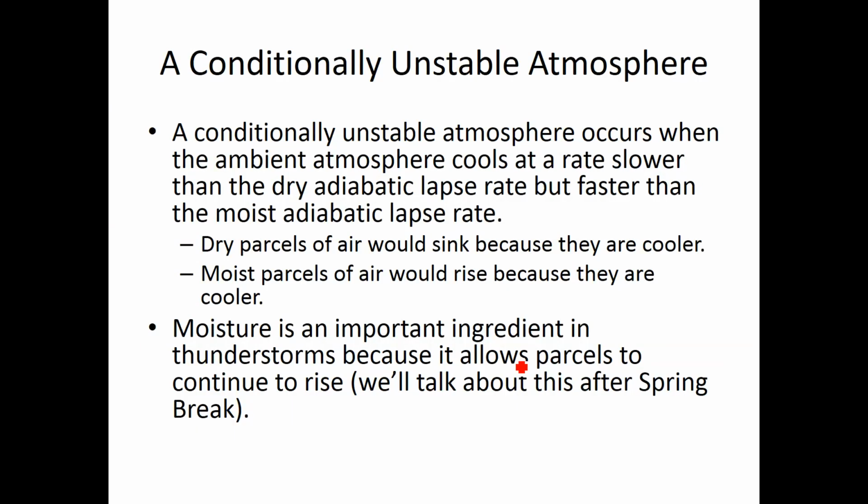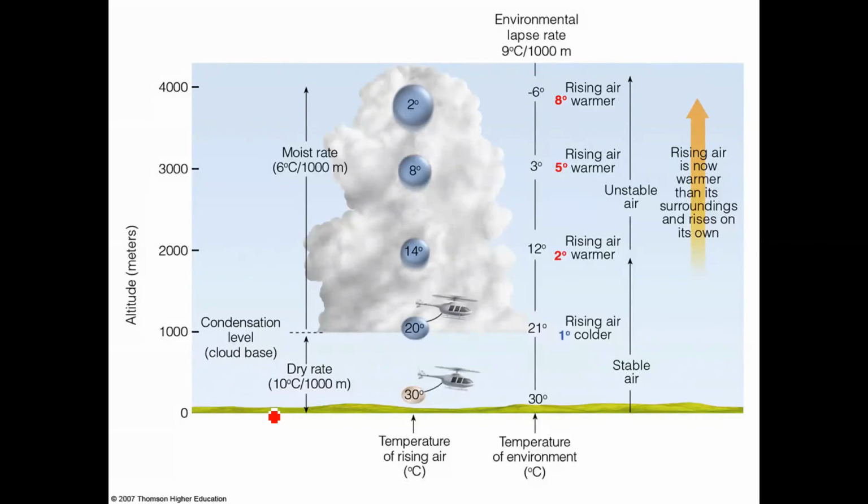Now, with that said, in a conditionally unstable atmosphere, you have a situation where the atmosphere cools at a rate slower than the dry adiabatic lapse rate, but faster than the moist adiabatic lapse rate. In this case, dry parcels sink, but moist parcels rise. And therefore, moisture is actually a pretty key ingredient. We'll talk more about that in a few weeks. But here is a time when this happens.